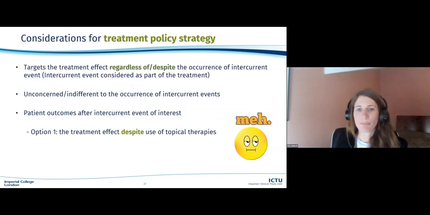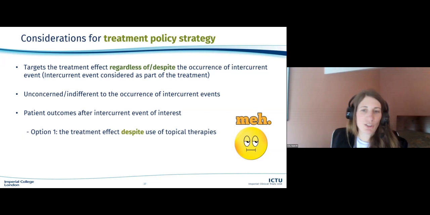So keep that in mind, as I'm going to ask you soon which one you think is most appropriate. Okay, so the first option is the treatment policy strategy, which is the strategy which involves considering the effect of the intervention regardless or despite an intercurrent event's occurrence. So here, the event really is considered part of the treatment under evaluation. And so this is the strategy where, with regards to the treatment effect, we're essentially unconcerned or indifferent to the occurrence of the intercurrent events. So you could say we are meh about the events.